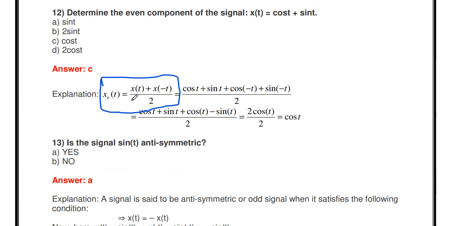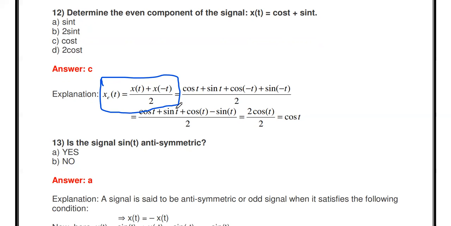So you just write first x of t. So what is x of t? Cos t plus sin t. Then plus x of minus t. So in the x of t expression, wherever the t is available, you just replace it with minus t. So cos minus t plus sin of minus t. So you know cos of minus t equals plus cos t. Sin of minus t equals minus sin t.